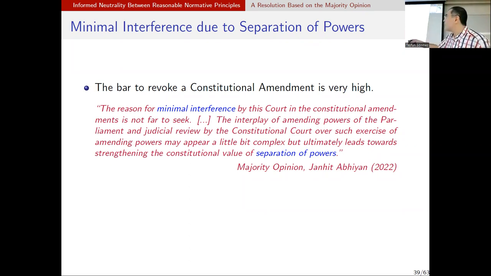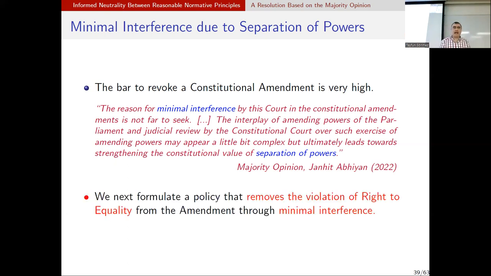The reason for minimal interference by this court in the constitutional amendment is not far to seek. And then they are talking about separation of powers. So that is entirely in line with minimalist market design, right? But minimalist in a particular way, minimalist in a consequentialist way, actually. At least that's my interpretation.